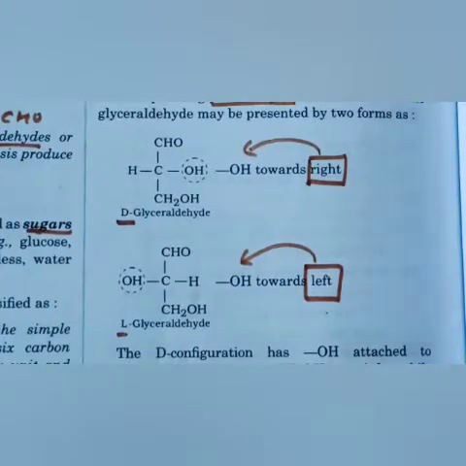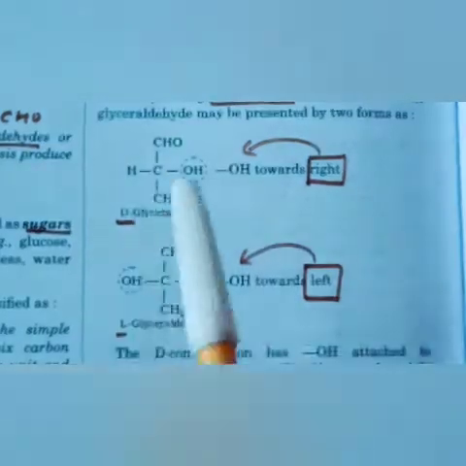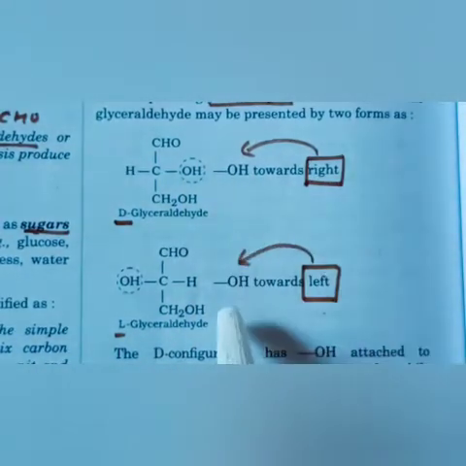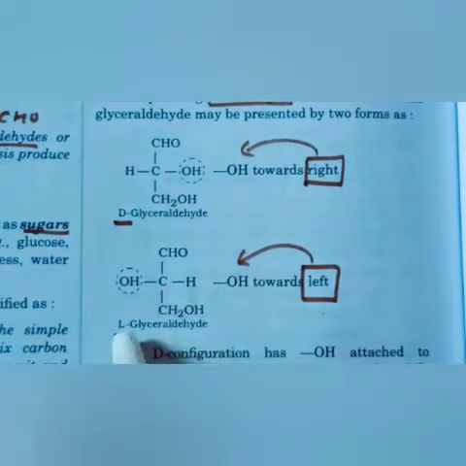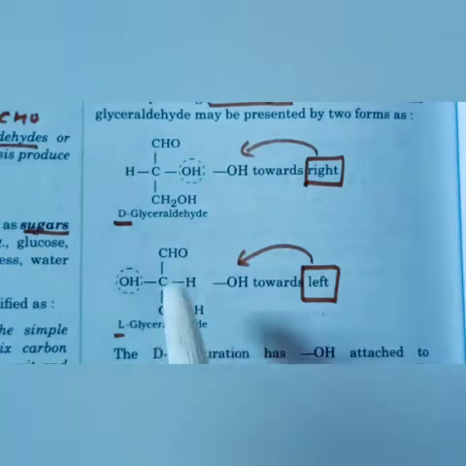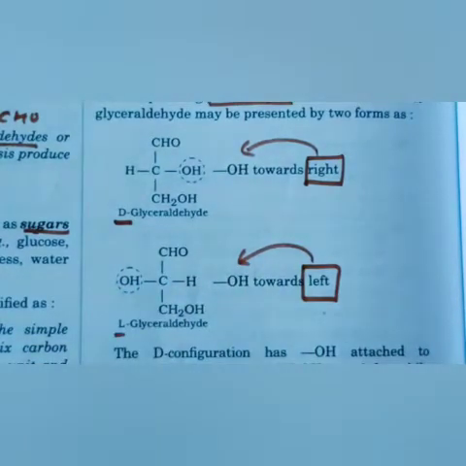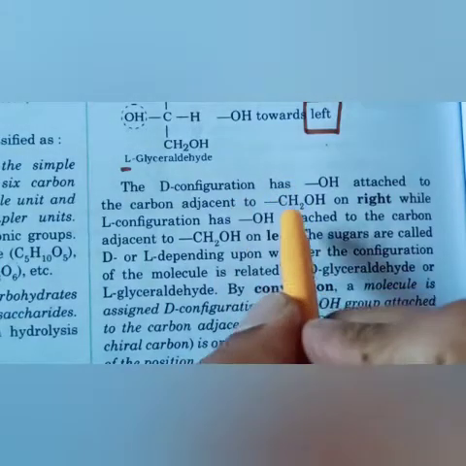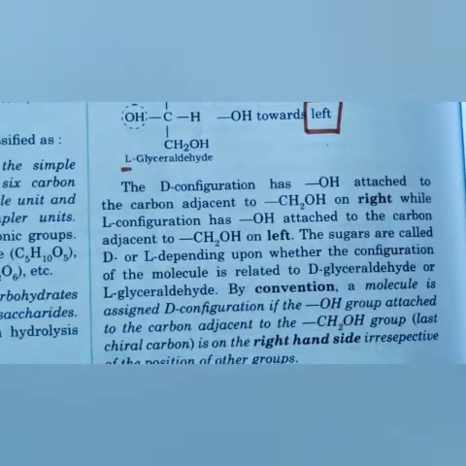So we will understand. We were understanding dextro and levo. Dextro is when OH is on the right-hand side, in the structure I have drawn, and levo is the glyceraldehyde in which OH is toward the left-hand side. When OH is toward the left-hand side, you understand this is the levo structure. The dextro configuration has OH attached to the carbon adjacent to the CH2OH.